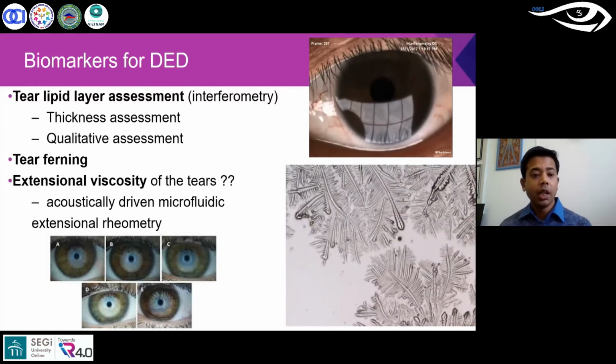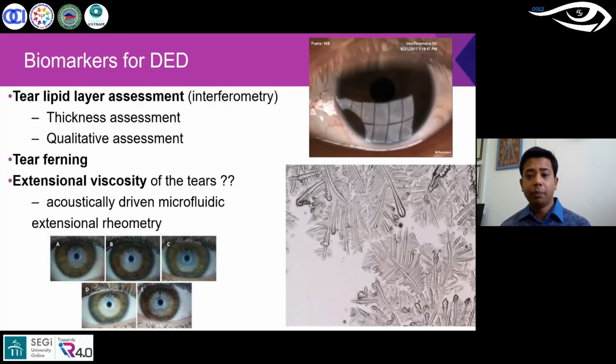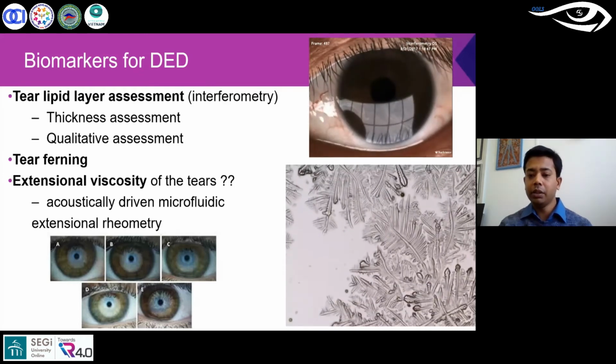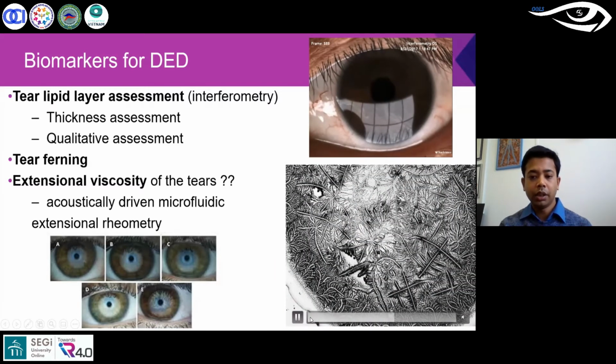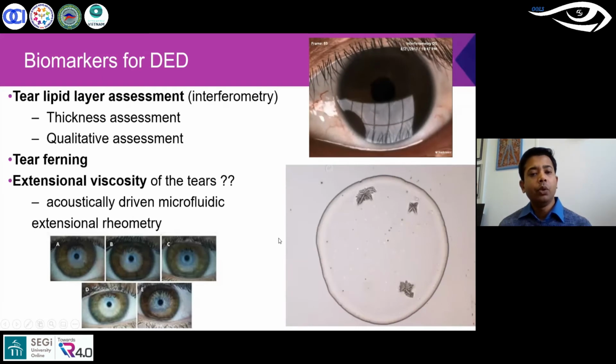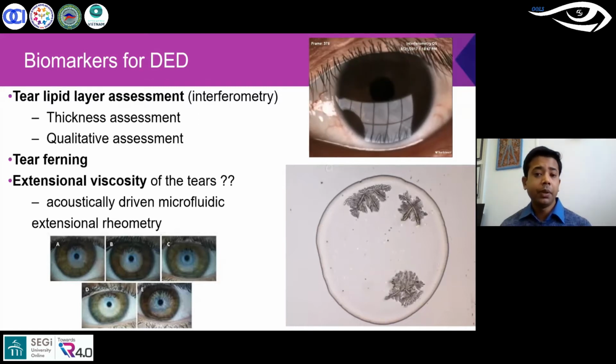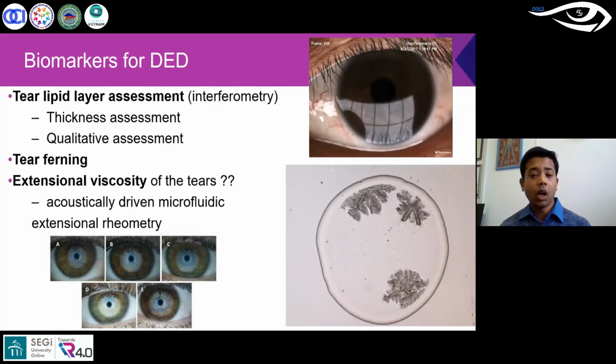So you can do that. Now we have tear ferning, and at the bottom right we can see it. Can you play the video from before? It's one of my students back in Sydney who actually did it. So with a capillary tube or any other method, you take a little bit of tear and place it on a glass cover slip, and then let it dry based on the temperature and dryness.